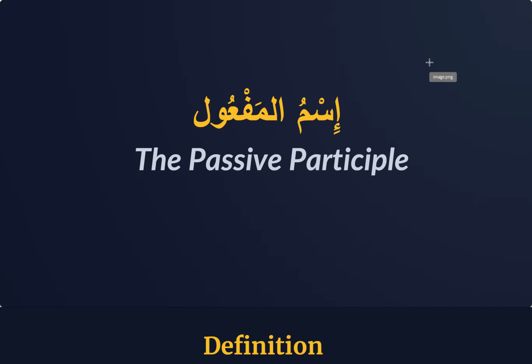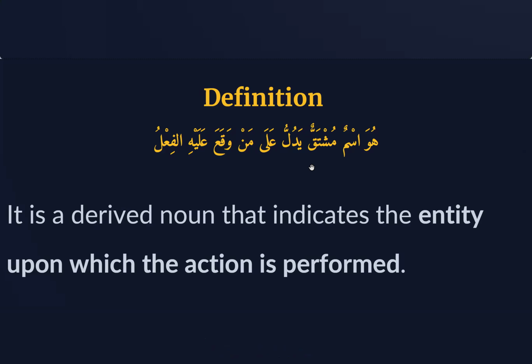Ismul Maf'ūl, the passive participle. The definition is هو اسم مشتق يدل على من وقع عليه الفعل. It is a derived noun that indicates the entity upon which the action is performed. So this is kind of like the opposite of Ism Fā'il. Ism Fā'il is the one that does the action, and Ism Maf'ūl is the one in which the action is done.